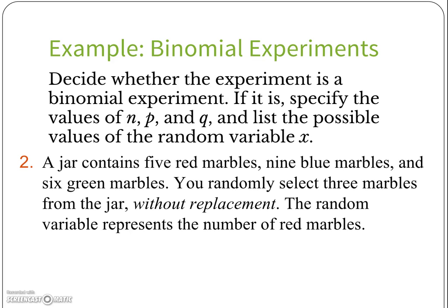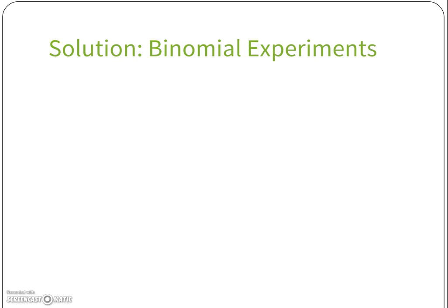Here's another example. A jar contains 5 red marbles, 9 blue marbles, and 6 green marbles. You randomly select 3 marbles from the jar without replacement. So that means I'm going to pull a marble out, check its color, keep it out. Now I have 1 less marble in the jar, so I'm going to take another one out, look at it, keep it out, and then I'm going to pull the third one. So each time I pull a marble out, there's 1 less marble in there.